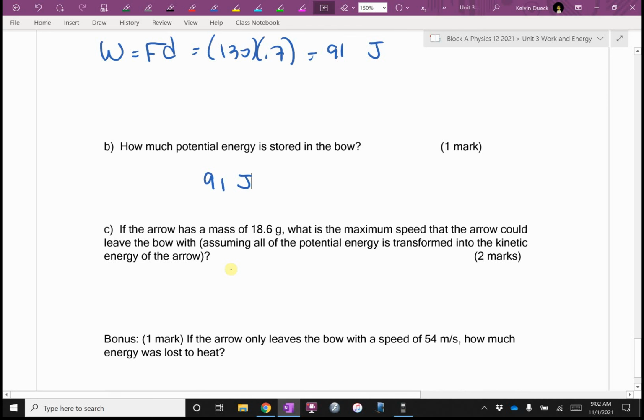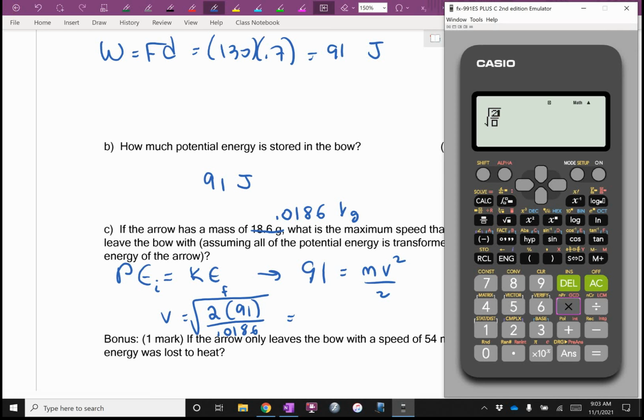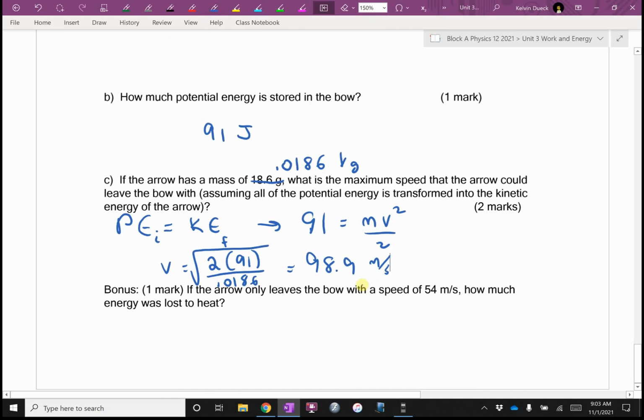If the arrow has a mass of 18 grams, nice try, Duick. 0.0186 kilograms. I think I can say all of the potential energy turned into kinetic energy. The potential energy initial becomes the kinetic energy final. 91 joules equals mv squared over 2. I think v is going to be the square root of 2 times 91 divided by 0.0186. Don't forget the square root, Mr. Duick. Do you get 98.9? Yep. Meters per second.